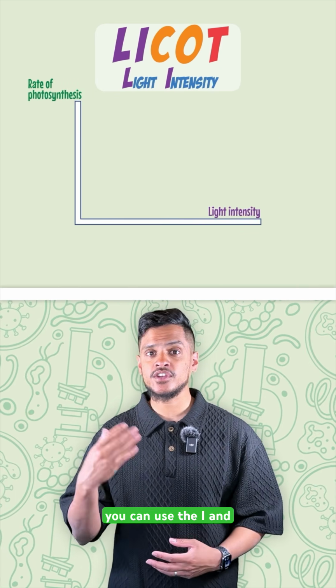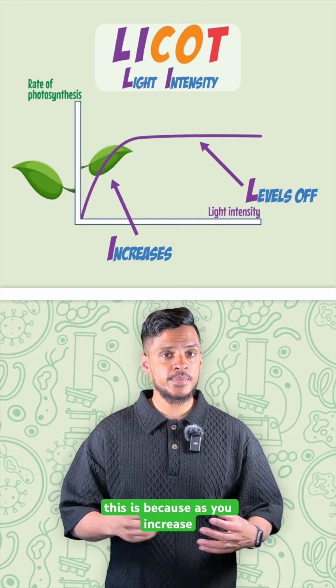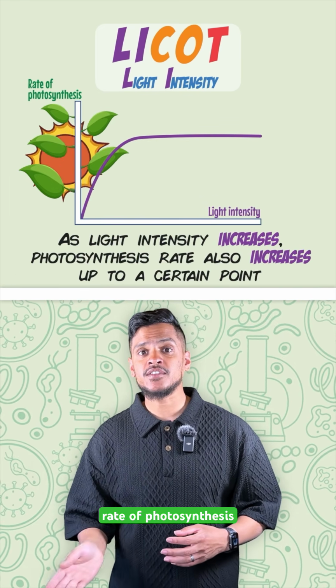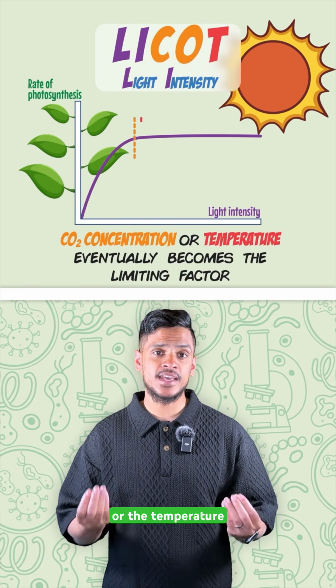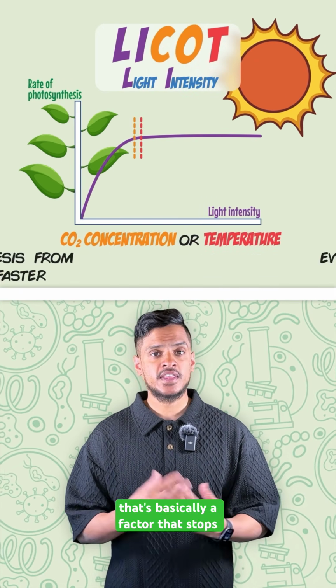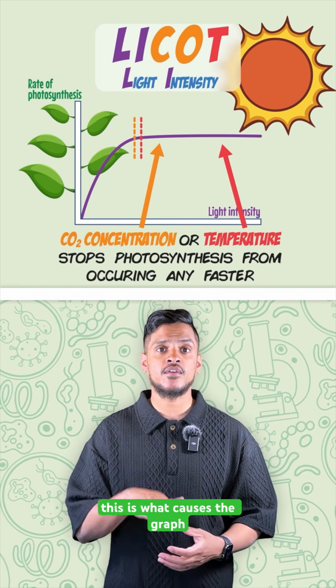For light intensity, you can use the I and the L to remind you that the graph increases and levels off. This is because as you increase light intensity, the rate of photosynthesis increases up to a certain point. Eventually, the CO2 or the temperature will become the limiting factor. That's basically a factor that stops photosynthesis from occurring any faster. This is what causes the graph to level off.